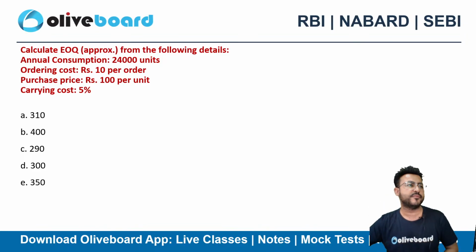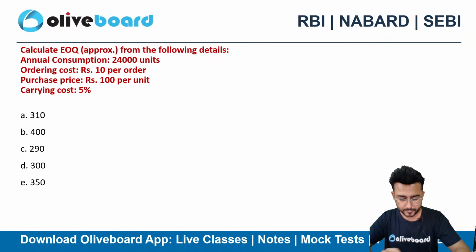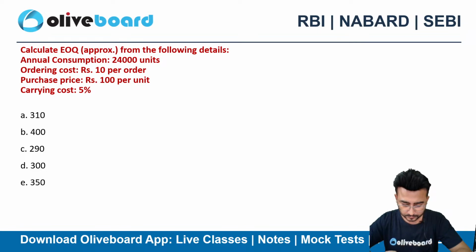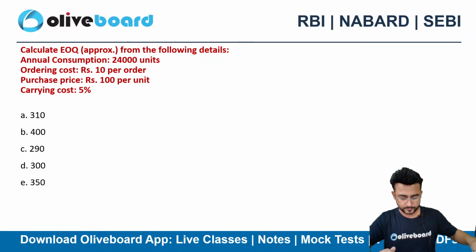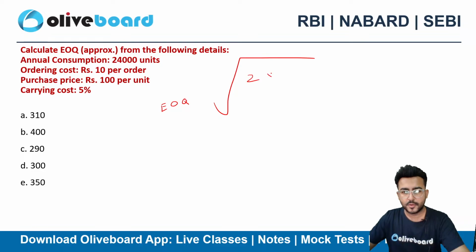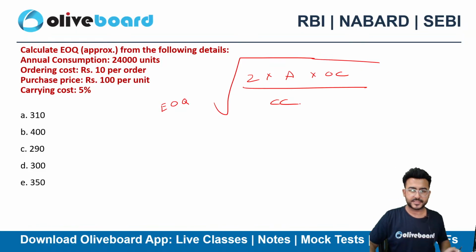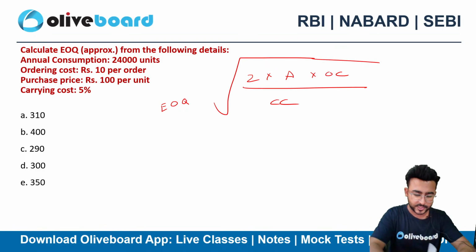Now these questions will be very, very important for your examination, both for your phase 1 and your phase 2. What is the formula to calculate EOQ? 2 multiplied by annual consumption multiplied by ordering cost, divided by carrying cost per unit per annum. That's the formula. Can you guys do it now?